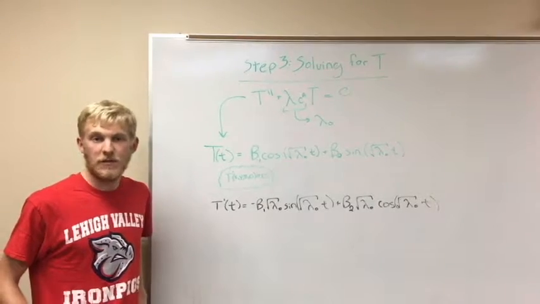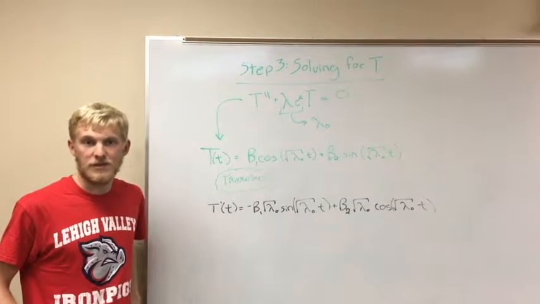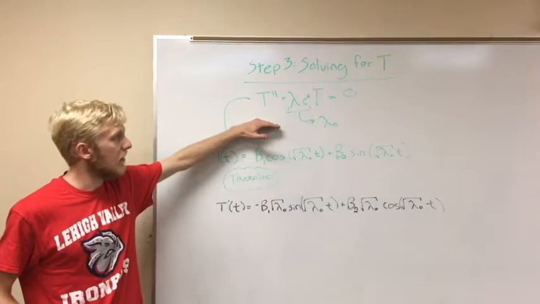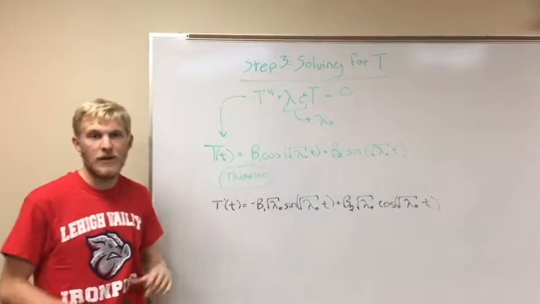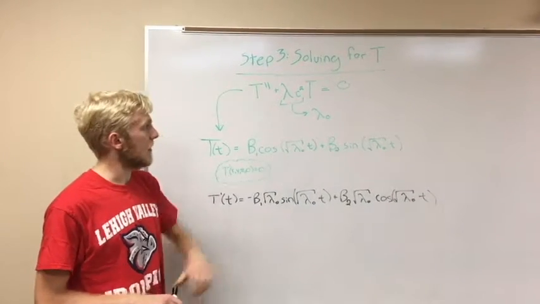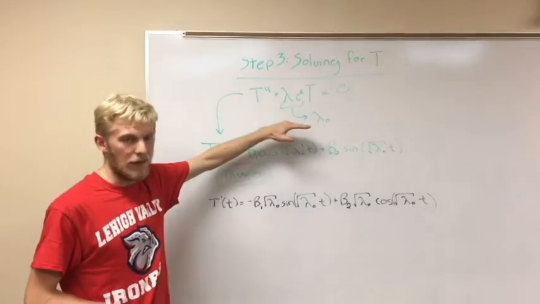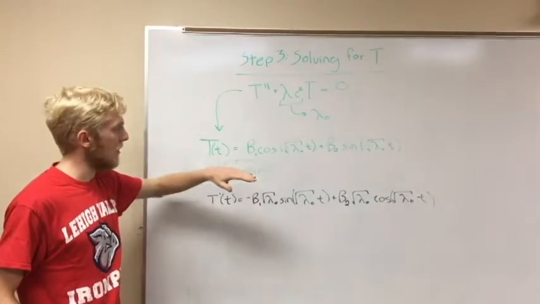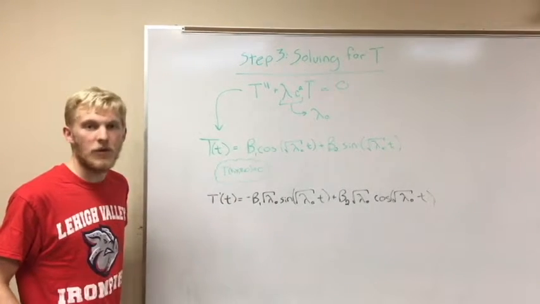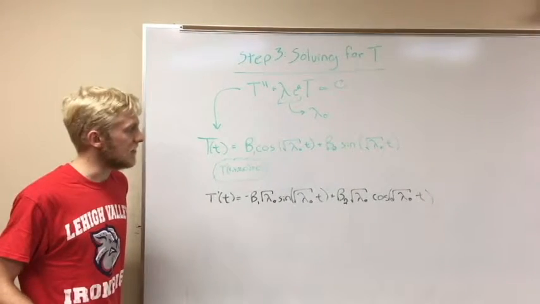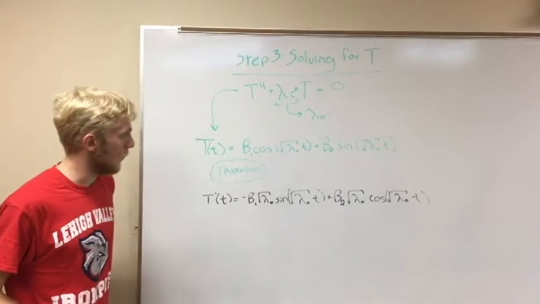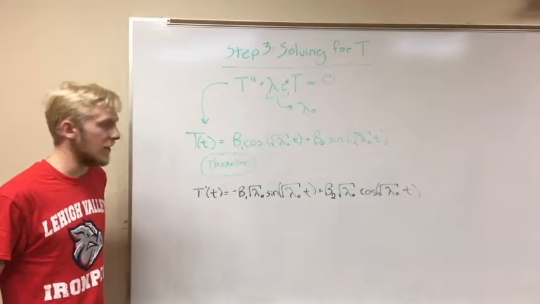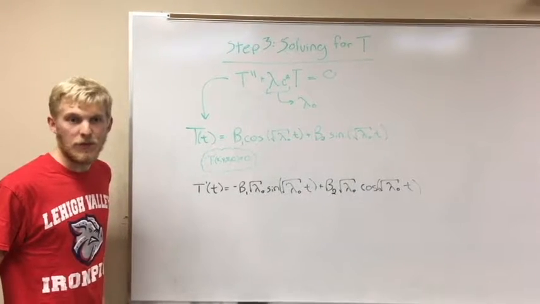So once we've solved for X, Y, and Z, we can now solve for T, which we recall from the setup step: T double prime plus lambda c squared T is equal to 0. Just for simplicity's sake, I'm going to set lambda c squared equal to lambda naught. Given this, we can then solve for T using the characteristic equation and find that T is equal to b1 cosine of root lambda naught t plus b2 sine of root lambda naught t, to which we then apply our initial condition, where T prime of x, y, z, 0 is equal to 0.